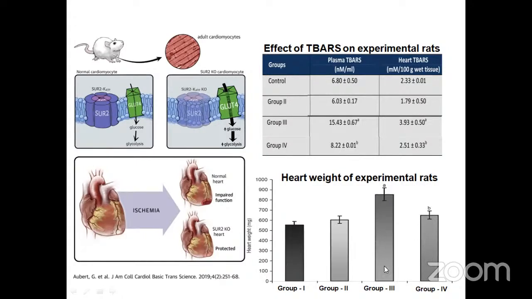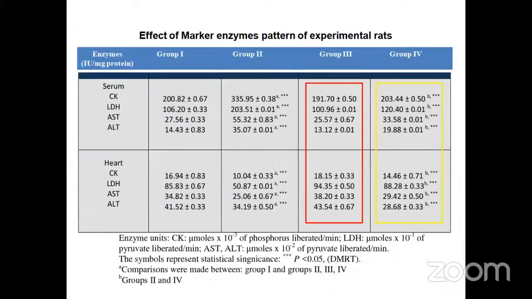What is the reason for the heart weight increasing in the experimental animals? Because of the myocardial infarction, which leads to ROS production, and that ROS production causes enlargement of the myocardium in the tissues, which will be clearly shown in the histopathology. I will show you the results later.